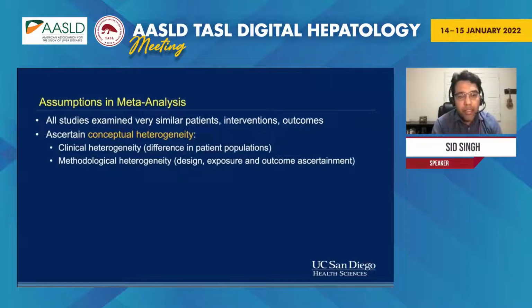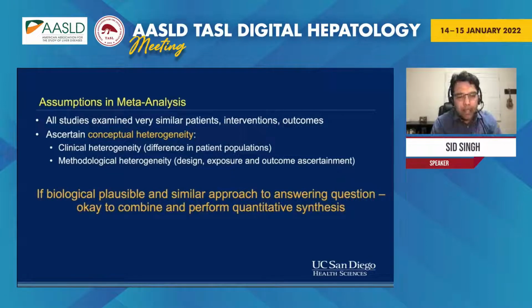In my approach, I assess conceptual heterogeneity in conducting a systematic review. Is there enough clinical heterogeneity, i.e. differences in patient populations, or enough methodological heterogeneity with differences in study design, exposure, and the way outcome was assessed? That helps me understand whether or not it would make sense to conduct a quantitative synthesis. If the studies are conceptually similar to each other, I frequently will rely on a quantitative synthesis, although I would be cautious in interpreting the results if there's high heterogeneity statistically that is observed.